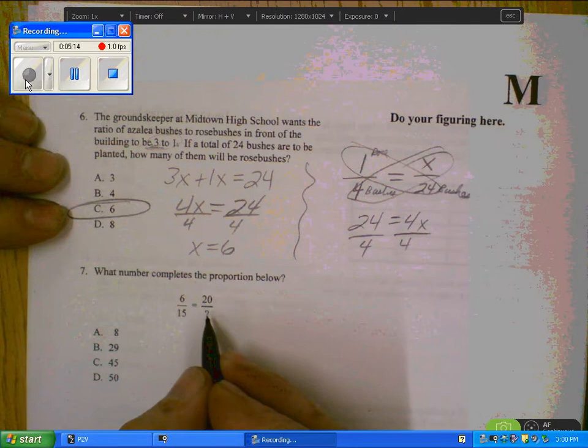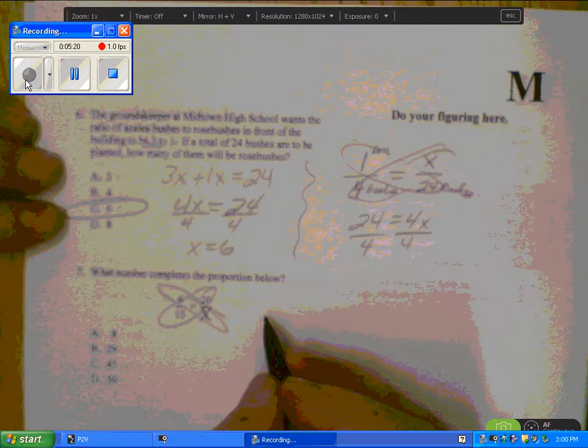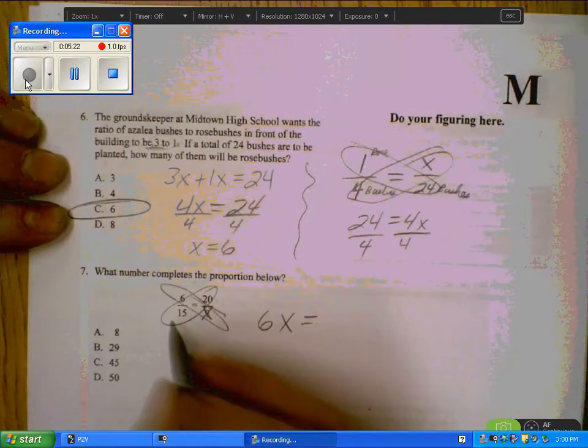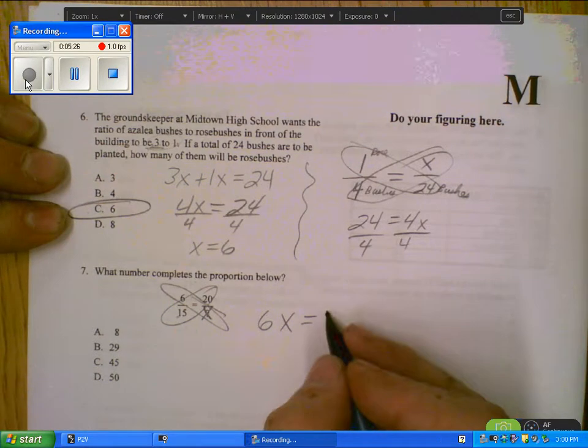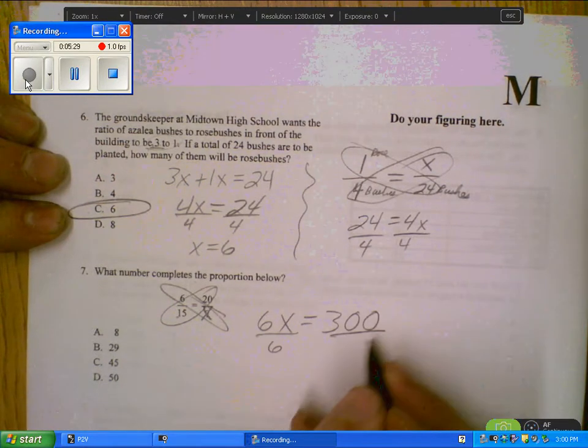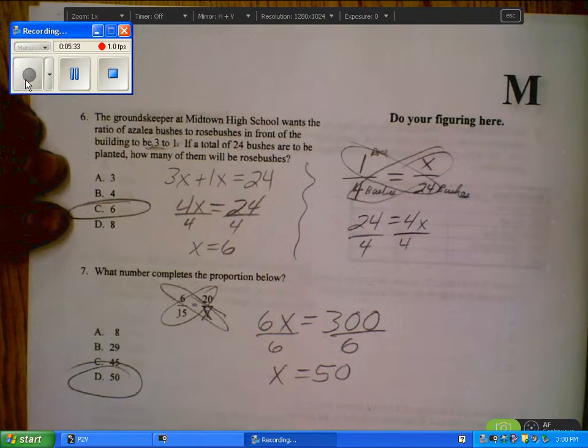Next one, if we take this and we change this question mark into an x, we cross multiply, you end up with 6x equals 15 times 20, which is 300. Divide by 6, x equals 50. That's that answer right there.